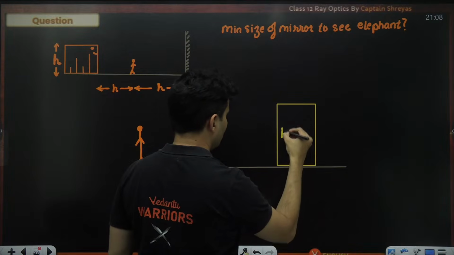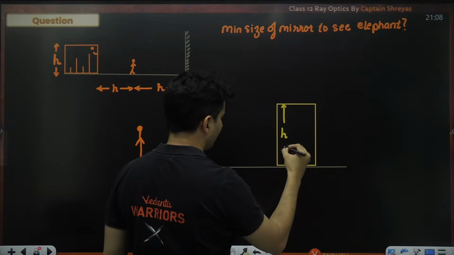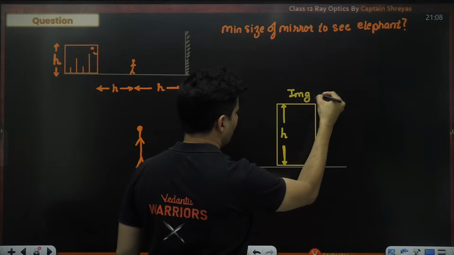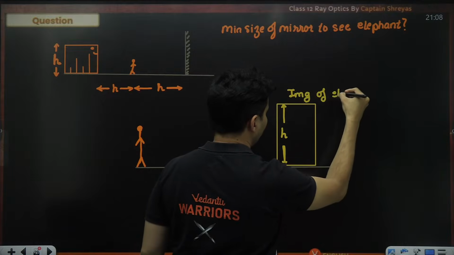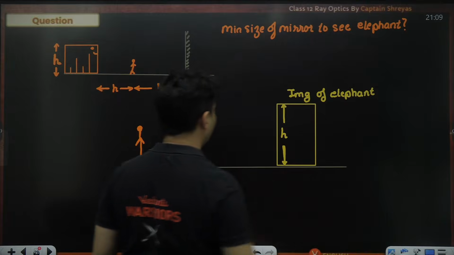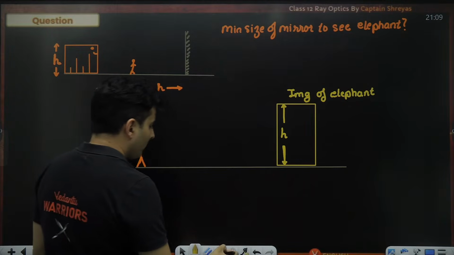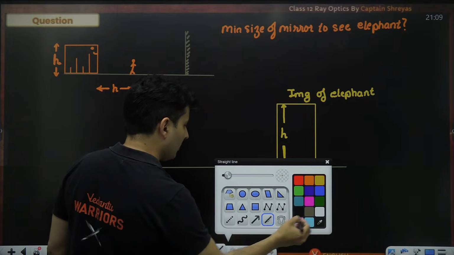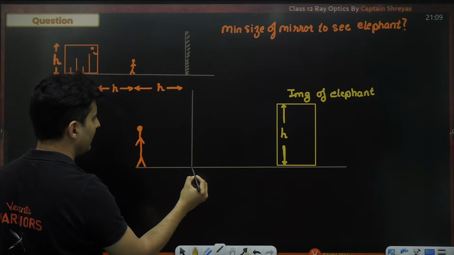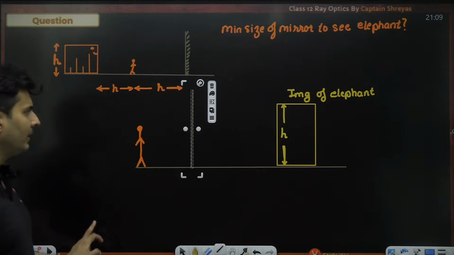This is H, this much. This is the image of the elephant. This is the image of our elephant. Now our portal will be somewhere over here. I do not know how much of that portal will be needed, so I'm just drawing one line.